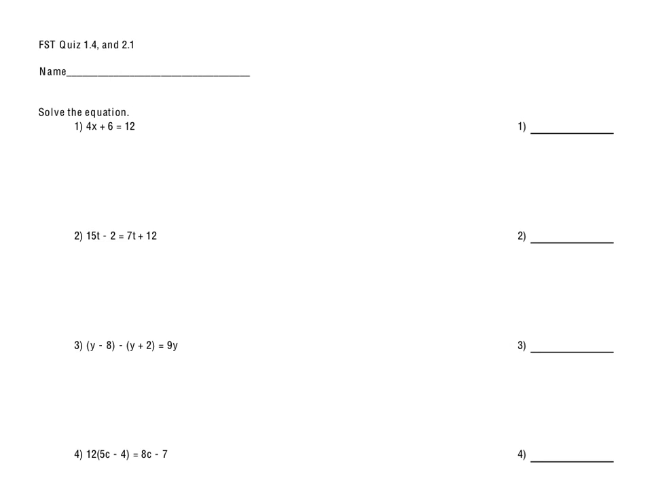Today we're going to be looking at an FST quiz for Chapter 1, Section 4 and Chapter 2, Section 1. Beginning with solving this equation, we are starting with 4x plus 6 equals 12. So what we would want to do would be to subtract 6 from both sides of that equation. And we end up with 4x equals 6.